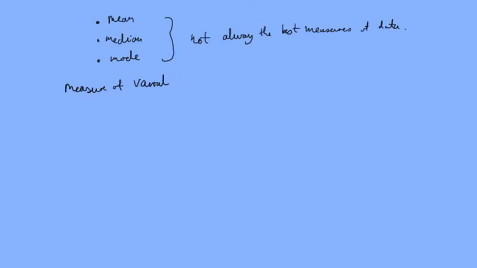I've just spelled two words at the same time. Variation. And there's three common measures of variation. Other ways of describing variation are the spread or the dispersion.